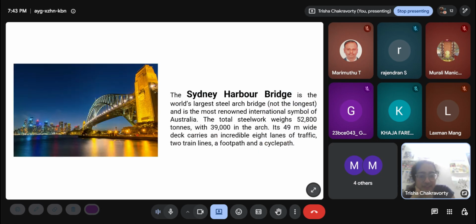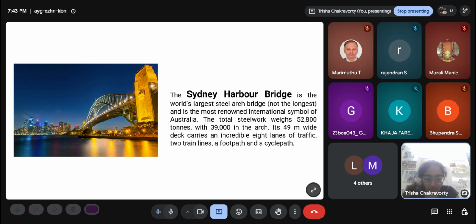The Sydney Harbour Bridge. Bridges are a very important part of this, and even in India, in postcards and all that, you will see bridges like the Howrah Bridge. Bridges become an icon of a place, and bridges are very commonly made of steel, so steel trusses or steel arches. The Sydney Harbour Bridge is the world's largest steel bridge, and is the most renowned international symbol of Australia. These things also matter.